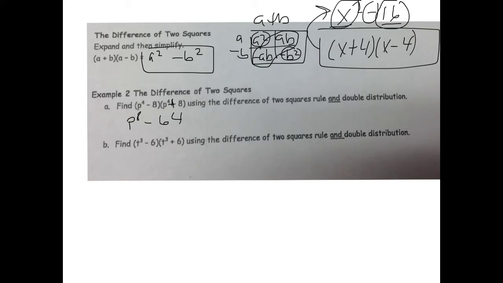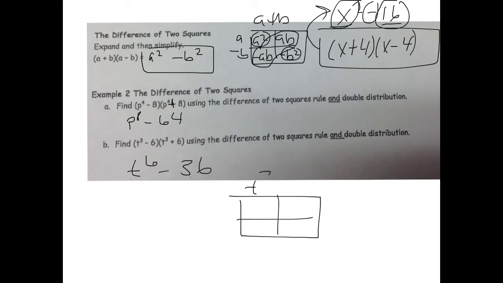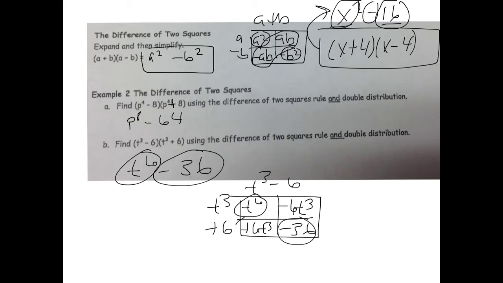Here, 3 and 3 makes 6, so T6. 6 and 6 makes 36, with a subtraction in the middle. And I'll show you real quick with the box method on that one why it is that. T3 minus 6, T3 plus 6. When we multiply, we add exponents, so 3 plus 3 is 6. T3 times negative 6 becomes negative 6 T3. 6 times T3 becomes positive 6 T3. And 6 times negative 6 is negative 36. There's the front of your answer. There's the back of your answer. And your peanut pair, because they're opposites, disappears and goes away.